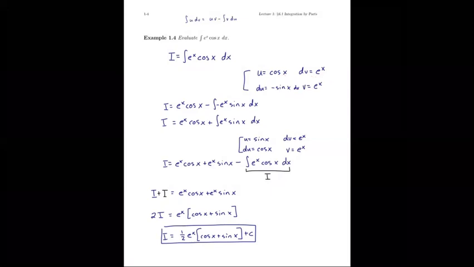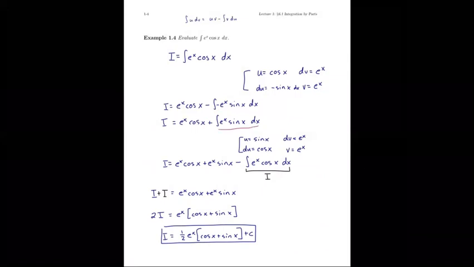We plug this in, we have u times v in different order. That's v times u in this order, e to the x cosine x. And then minus the integral of v du. So here's v, and here's du. So it's negative e to the x sine x for v du. Now we have two minus signs, so those will go away. We have a plus sign here, and it's the integral of e to the x sine of x dx.